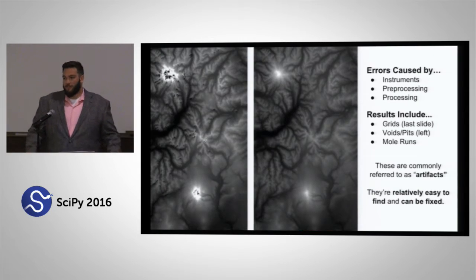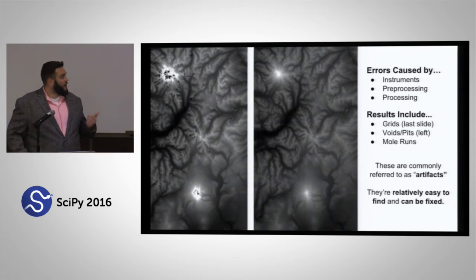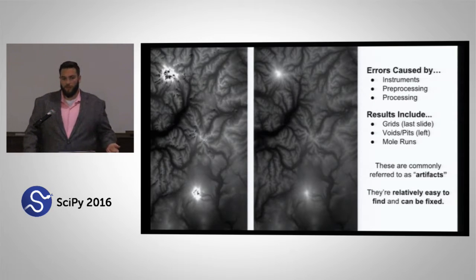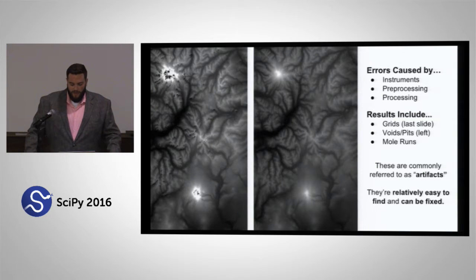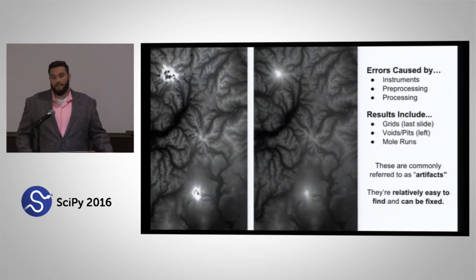And errors are caused by several different things. You can have problems with your instruments. You can have problems in pre-processing, processing itself. You can end up with grids like the last slide. You can have voids like this slide. And then you can also have mole runs, which I don't have pictured here, but they're my favorite because they just look so weird. These are commonly referred to as artifacts, and they're relatively easy to find and fix. Like with this, you can just use another elevation data set to fill those voids.